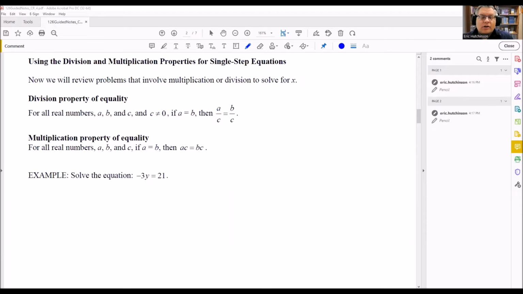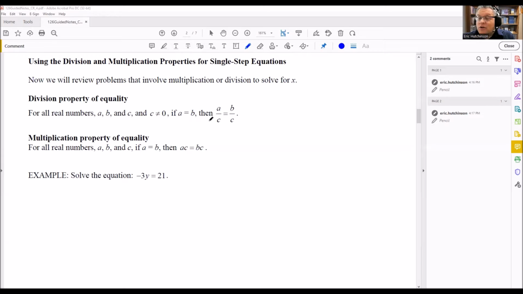So when you're solving equations, you can use multiplication and division. And so this is the property that you can use here. If you've got A equals B, you can always divide both sides by some number and both the equations will be balanced as long as you divide both by the same number. You can also multiply both sides by something as well.